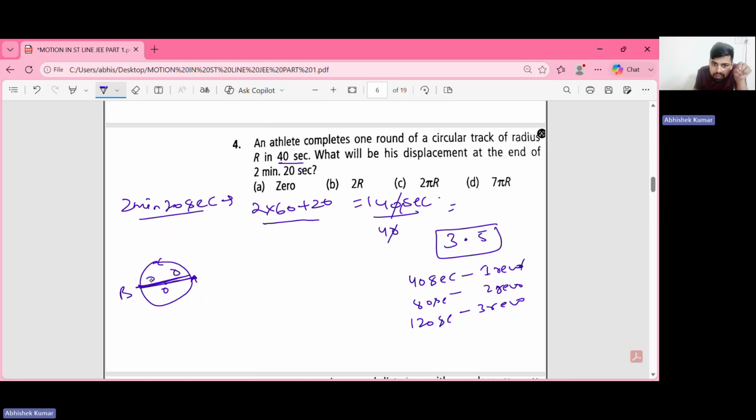This is R, this is R. The total displacement is how much? 2R. It is clear to all, because in these three cases the initial and final point is the same, so the displacement is 0. So what is left? 0.5. Matlab half revolution we have to find. So that is the half revolution answer. Clear?